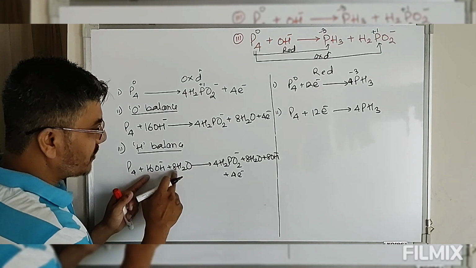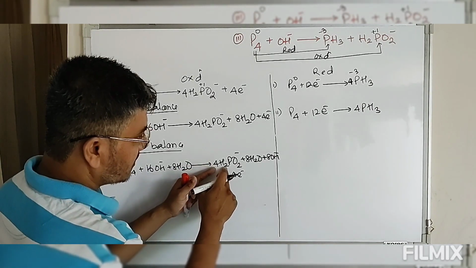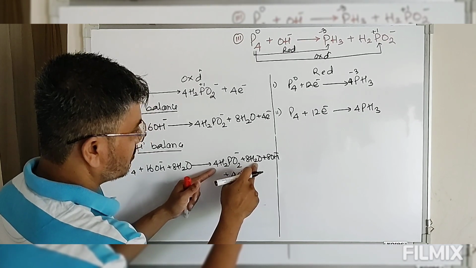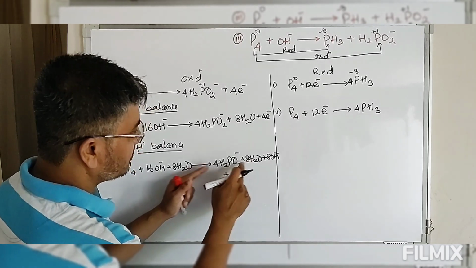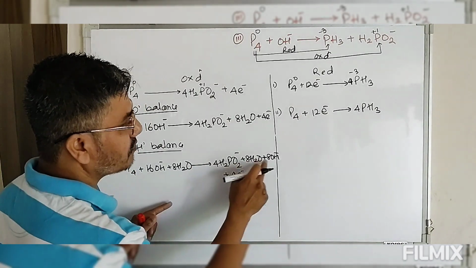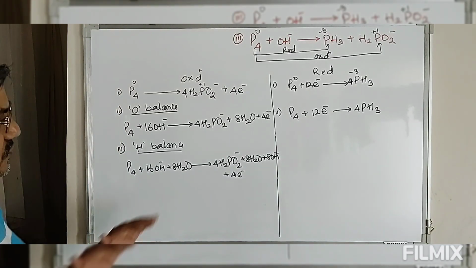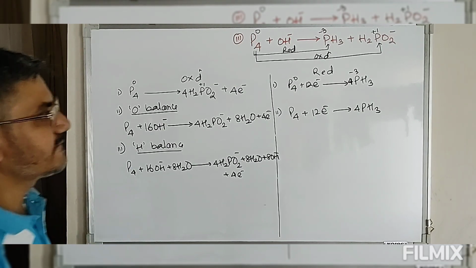Hydrogen 16 plus 16, 32. So we have 8 plus 16, 24 on this side; this is 16 plus 8, 24, plus 8, 32. So hydrogen is balanced, oxygen will be automatically balanced.